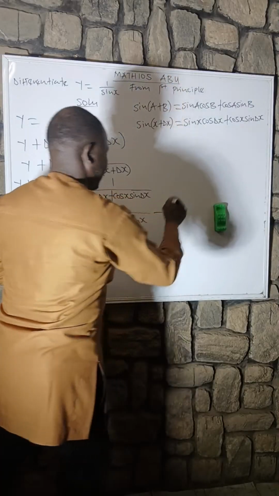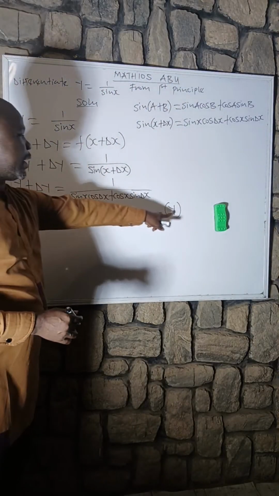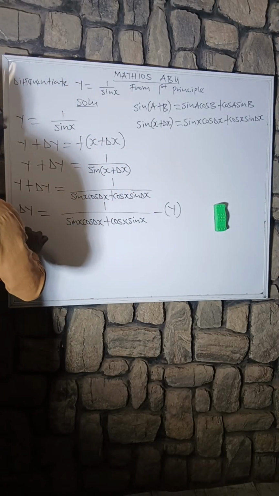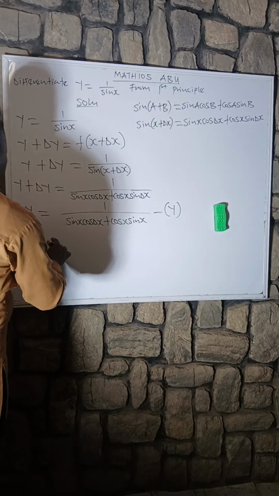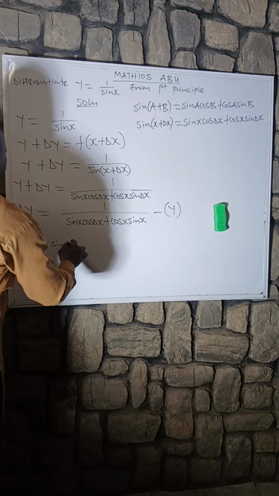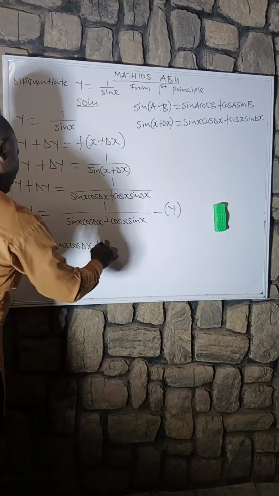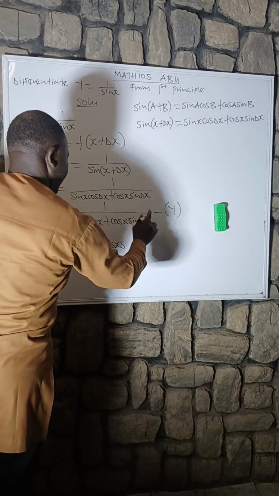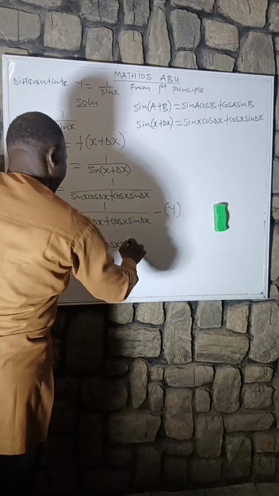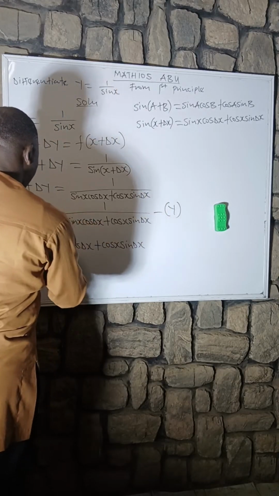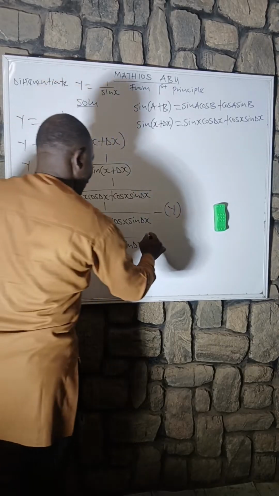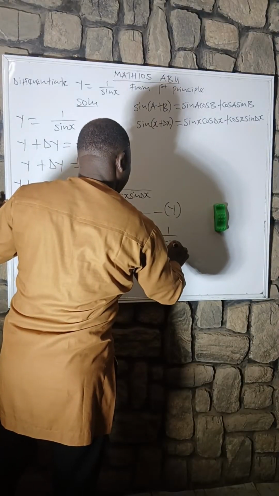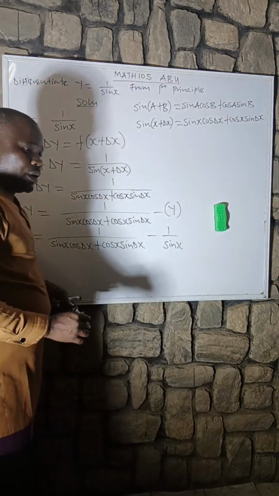Then if I were you, put it inside the bracket. But what is our y? Our y has been given as well, this. So it means here will now be dy is equal to 1 over sine x cos dx plus cos x sine dx, amen. Then minus y, which is 1 all over sine x, 1 all over sine x. Do you agree with me?